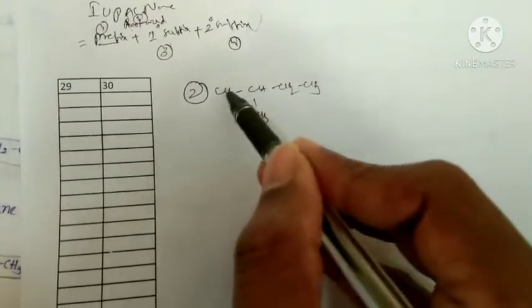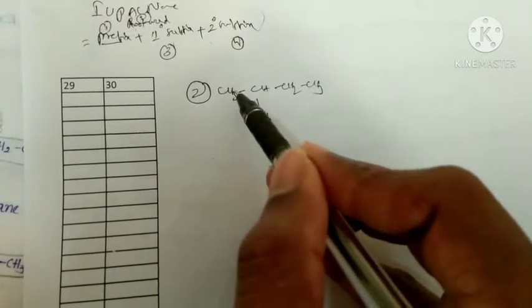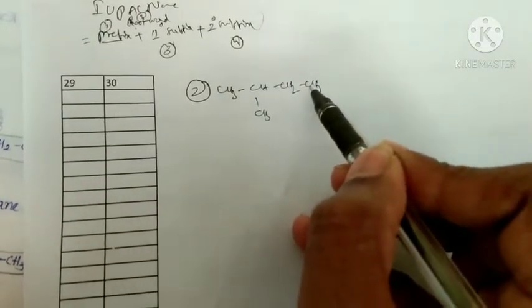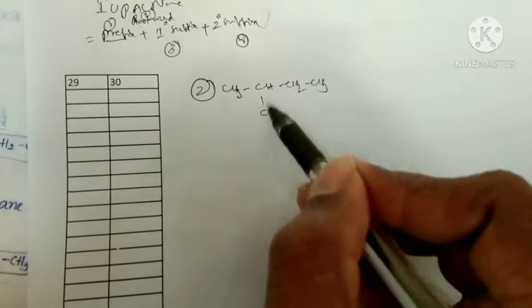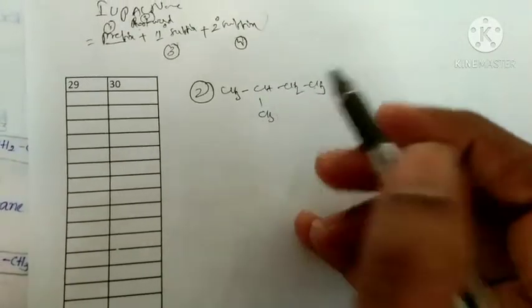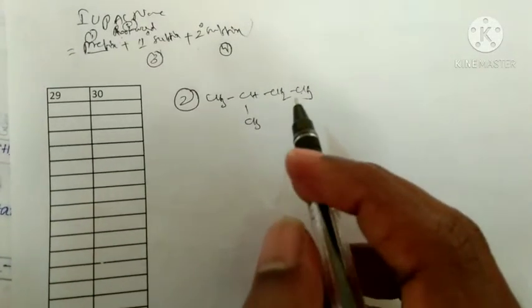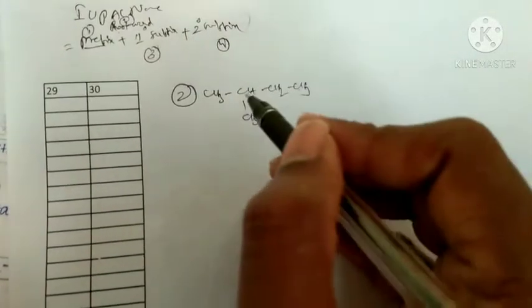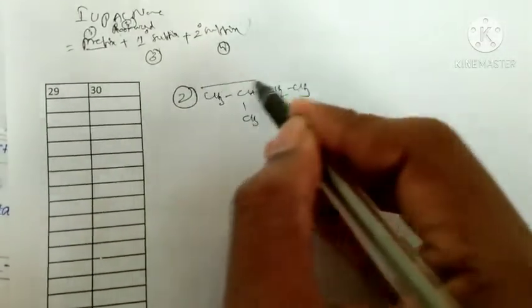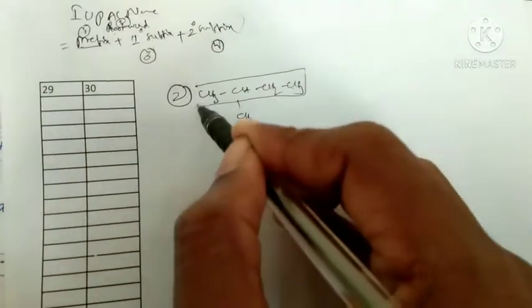Of course this is also a straight chain, but it contains 3 carbons. But if you consider this one as the straight chain, it contains 4 carbons. If you consider this one as the straight chain, it also contains 4 carbons. So here two possibilities are there, so you can select any one of the straight chains from those two. Now I am going to select this as the straight chain.